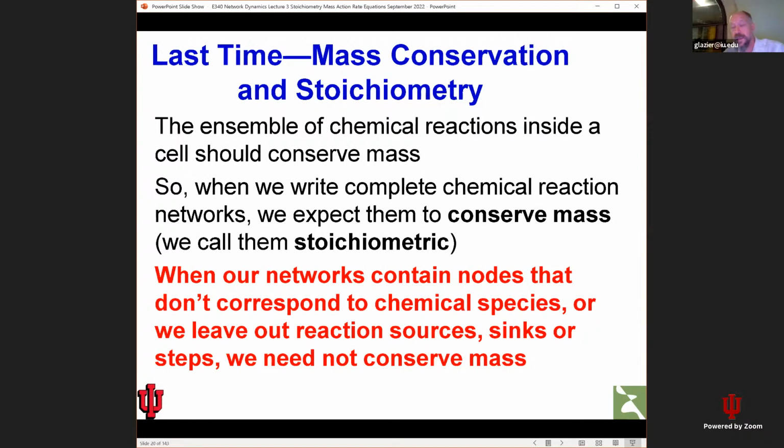And then the last thing we talked about, did a little bit of in class, was stoichiometry, the idea of mass conservation. Again, if you're doing chemical reactions, you typically write them in mass conserving form. If you do signaling and gene regulatory networks, you typically don't write those in mass conserving form, although when you do signaling, you can often mix those two.